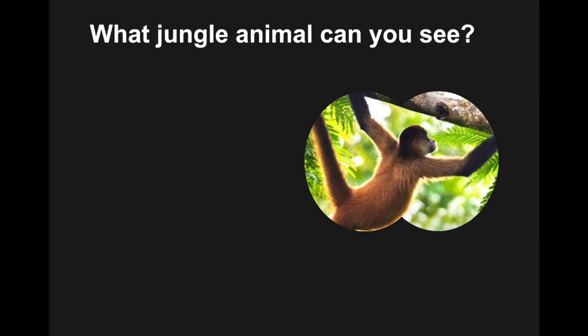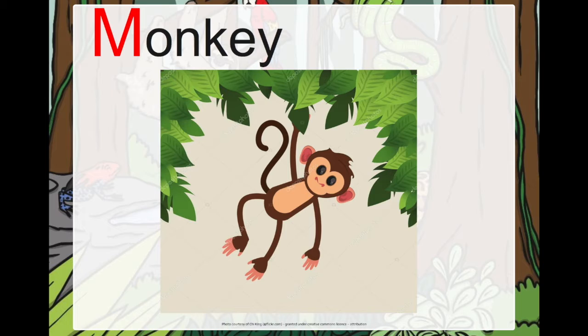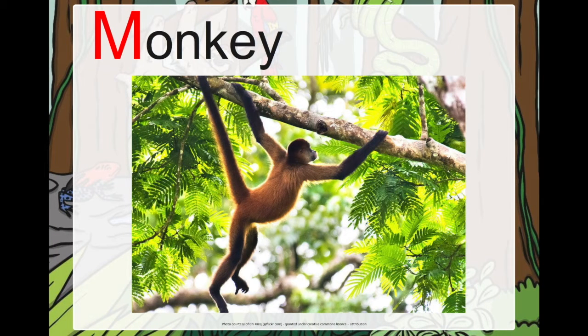So, now what do you see? Yes, a monkey. Ooh, a monkey starts with an M. Monkey. And what do monkeys do? They swing in the trees. That's correct. And what do they eat? Yes, some monkeys actually eat bananas, and others eat other fruits, or they eat nuts. And here's a real life monkey. Look at that tail. Their tails are very, very strong. And it helps them climb trees.